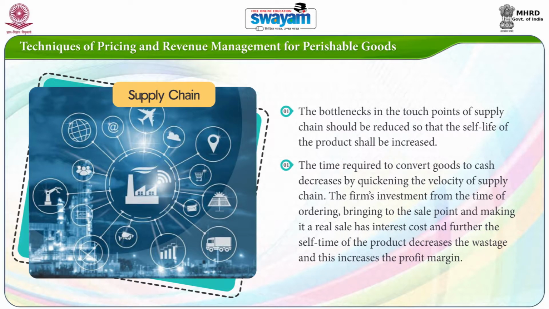The time required to convert goods to cash decreases by quickening the velocity of the supply chain. The firm's investment, from the time of ordering, bringing to the sale point and making it a real sale, has interest cost, and further the shelf time of the product decreases wastage, and this increases the profit margin. Further, this would enhance the revenue through maximizing the frequency of goods converted into cash, that is, turnover.